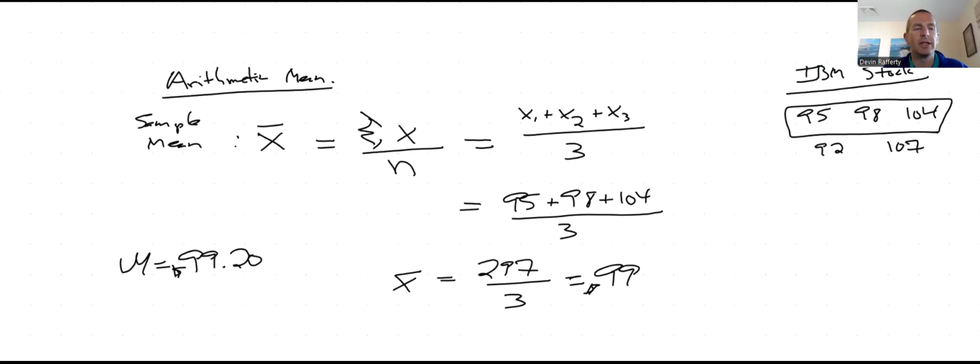Okay, now let's do the median, right? Remember, we have 3 measures of location. The mean, which we just did, the population mean and the sample mean. Okay, so we have the mean, then we have the median, and we have the mode. Okay, so let's do the median now.